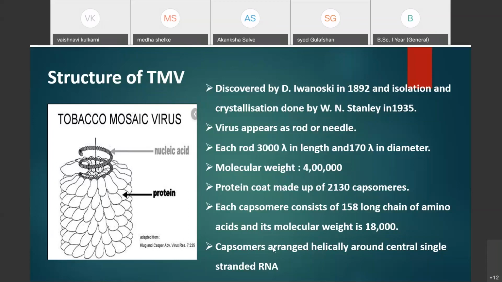Then the capsomeres are arranged helically around a central single stranded RNA. Here you can see in the tobacco mosaic virus, the RNA is the genetic material. DNA is not present in it, it has RNA. That means the tobacco mosaic virus is a ribovirus.